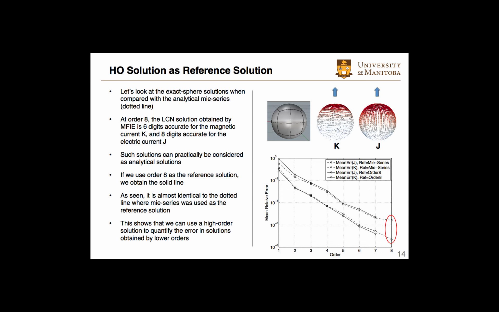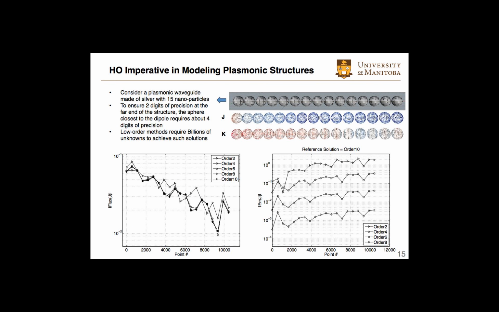So if you use higher order solutions as the reference solution, we can verify the results that we are getting from the higher order method. For example, here if we have 15 nanoparticles, these are the solutions using different orders, and you can see that if we plot the error using the order 8 solution, the larger error at the far end is still 3 digits accurate. The order 6 solution is 2 digits accurate.